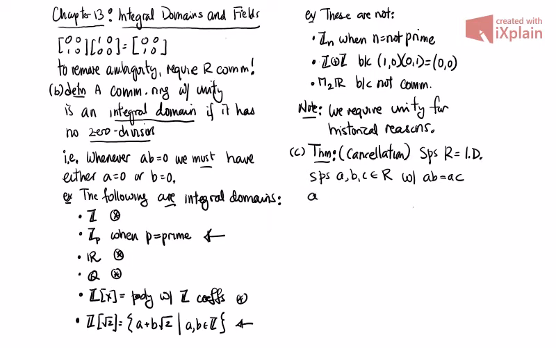Let me write that properly. And a not 0. Then b equals c. In other words, we can cancel non-zero things, right? Which makes sense. In other words, it's familiar to us. This is something that we do regularly, right?